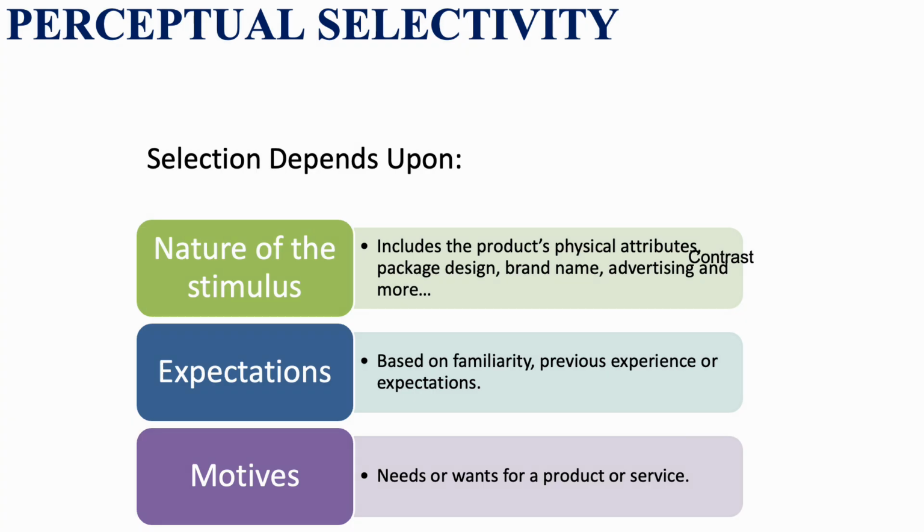So, when we talk about perceptual selectivity, how do we decide subconsciously what we're going to pay attention to? It depends on three factors. One, the nature of the stimulus: its physical attributes, package design, brand name, and so on and so forth. Two, our expectations, based on familiarity or past experience or expectations of what we should expect to see and be exposed to. And three, our motives: whether or not we have needs or wants for a particular object or service offering.